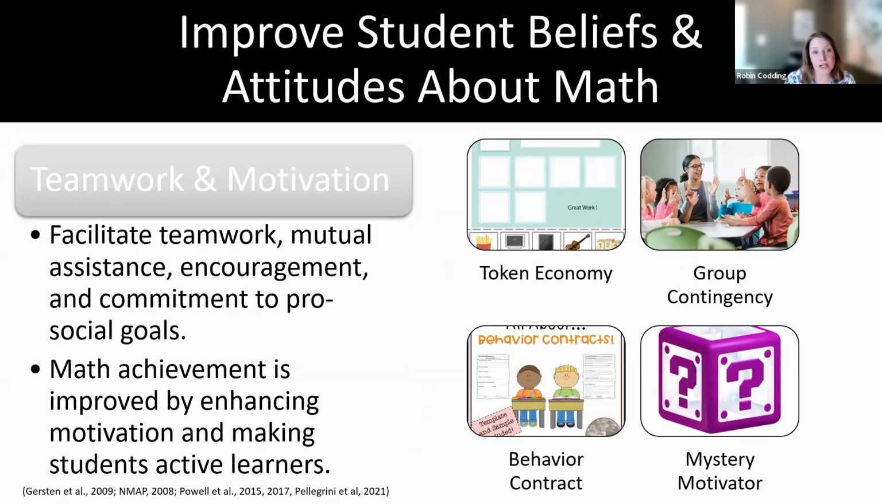When working in groups of students, it can also be really helpful to facilitate teamwork, mutual assistance and encouragement, and commitment to the pro-social goal of working on math and only math. And we know that math achievement is actually improved by enhancing motivation and making students active learners. So adding things like a token economy or a group contingency, a behavior contract, or a mystery motivator to our group session itself to make sure students continue to be engaged in that session and helping each other out in that session can be really useful.